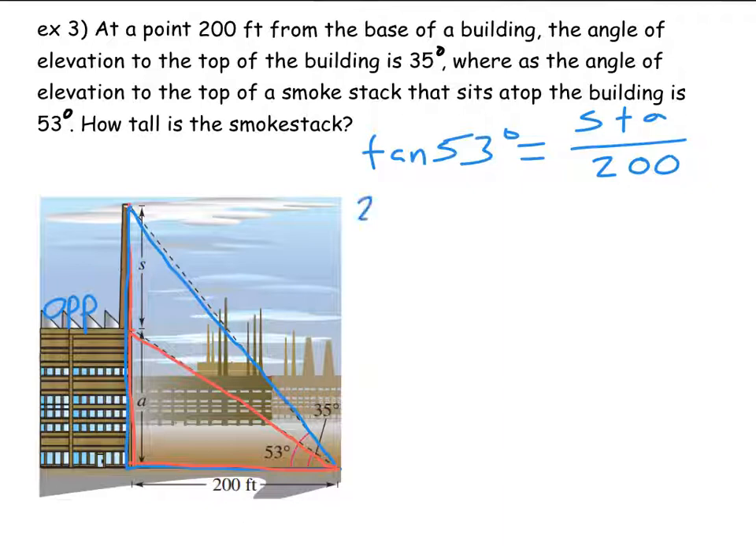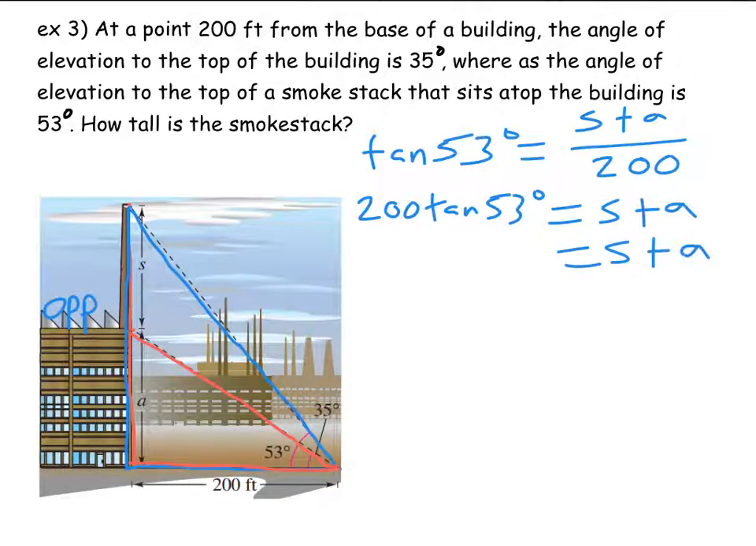So now we'll just go 200 times tan of 53 is the sum of those two parts, S and A. Comes out to be, and this is once again calculator, 265.4 feet. That is not our answer, but it's really helpful. We now know ground to top of the smokestack is 265.4 feet.